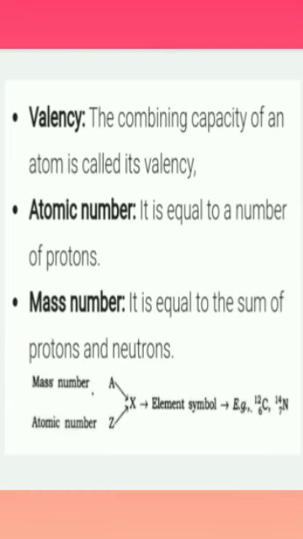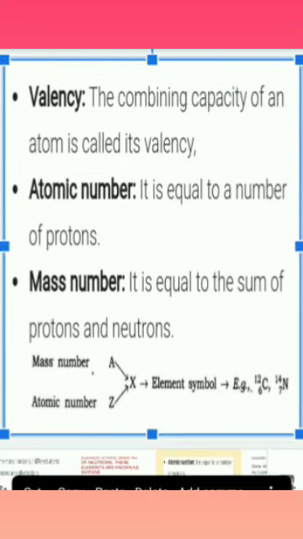So, let us revise. What is valency? The combining capacity of an atom of an element is known as valency. What is atomic number? Atomic number is equal to the number of protons or the number of electrons in the neutral atom. And what is mass number? It is equal to the sum of the number of protons plus the number of neutrons. And the notation of an element: X is the element, A is mass number, Z is atomic number.